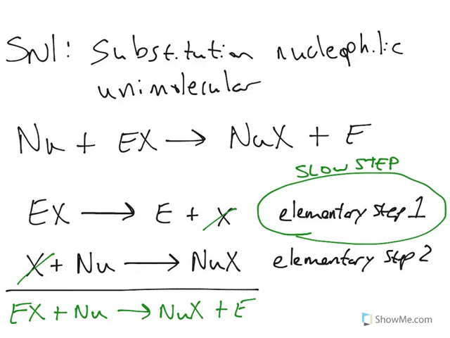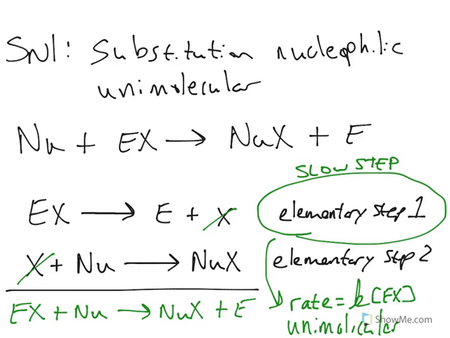If we go back to our SN1, our slow step is elementary step 1. Since we have an elementary step, we can write the rate law. Rate equals k[EX]. Since it is only dependent upon EX, the slow step, we call this unimolecular. I apologize, it doesn't show as well down at the bottom. So the SN1 reaction is unimolecular, and the SN2 reaction is bimolecular. That's where we see that.